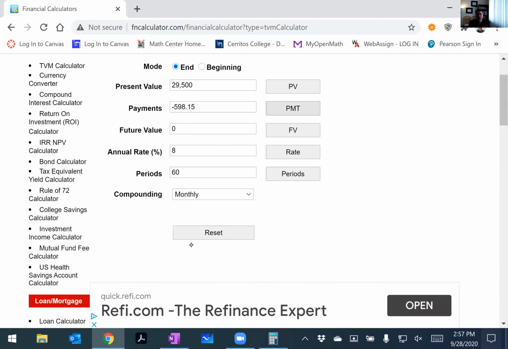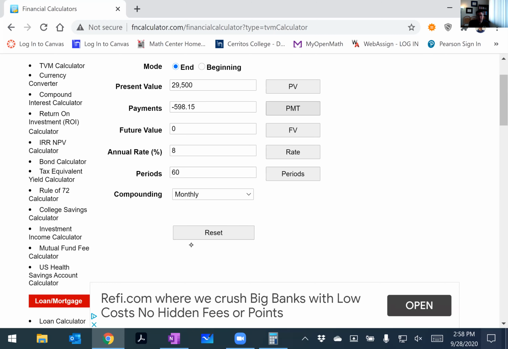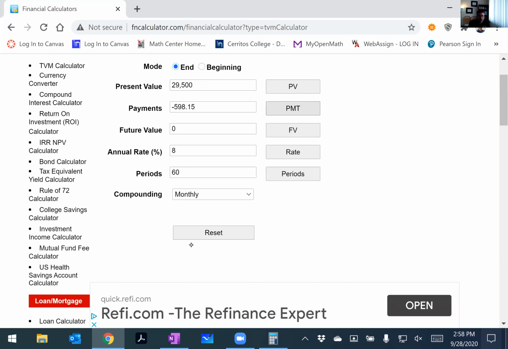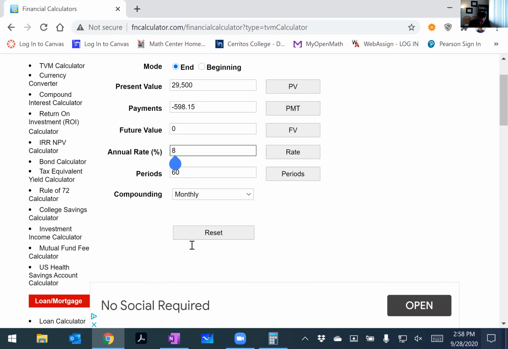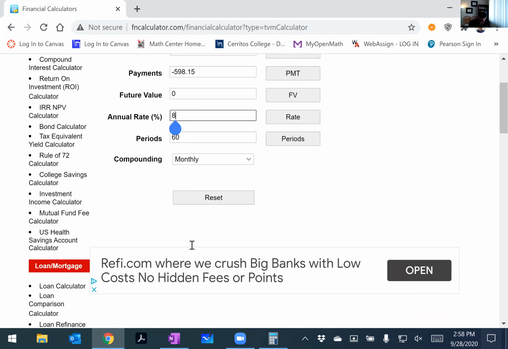It says, look, on my brand new Jeep Wrangler, I'm going to have to pay $598.15. So when you go out to buy a car and you have this app on your phone, you know exactly what you're going to pay. And then if the guy wants to mess around with you, you could lower the interest rate here. You could say, hey, you know what, we could get you a little bit better of an interest rate.